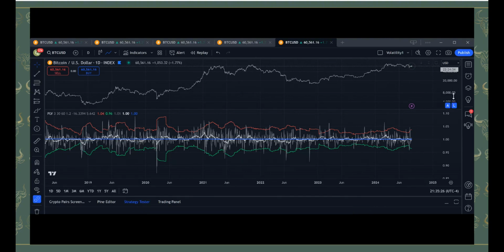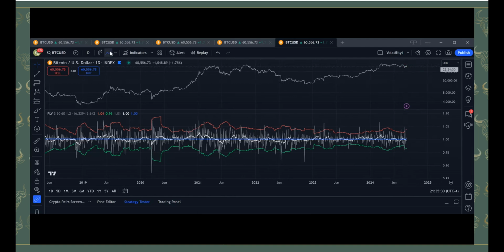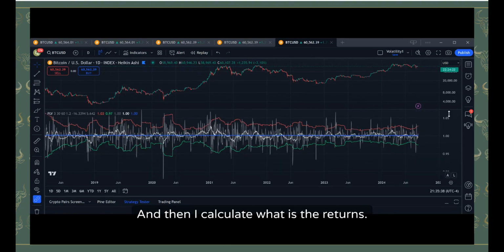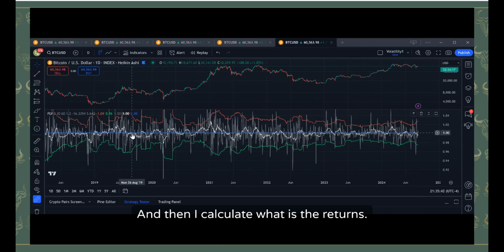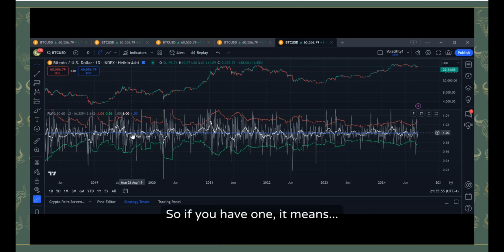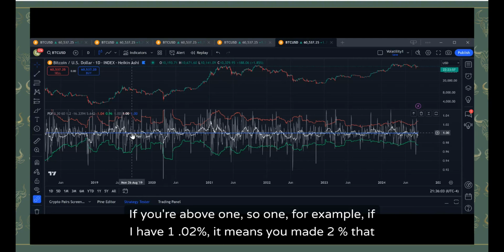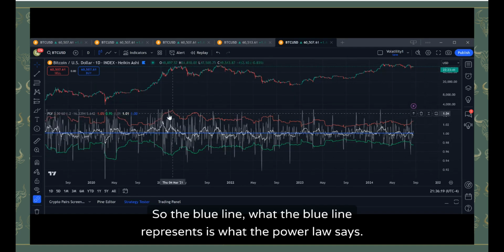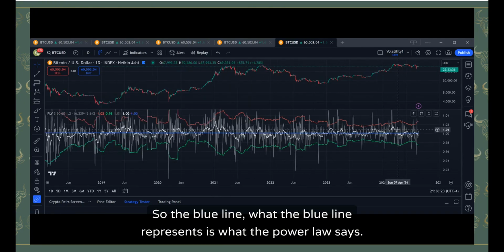So here you have a normal price. I can put bars, if you like. And then I calculate the returns. Returns here are defined as the ratio between the price today over the price yesterday. So if you have 1, it means you're not going up. If you are below 1, you're losing money. If you're above 1, for example 1.02, it means you made 2% that day. 1.04, 4%. And if you have 0.98, you lost 2%. Okay, so the blue line represents what the power law says.